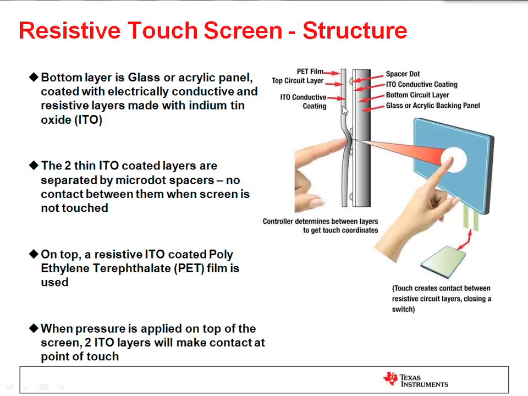In resistive, you have two films sitting on top of each other, spaced out by microdots. When a touch occurs, a physical deformation is created within the panel that causes a connection between these two films. That detection creates a circuit, which then creates a voltage divider, and that's how we're able to detect the actual touch coordinates.